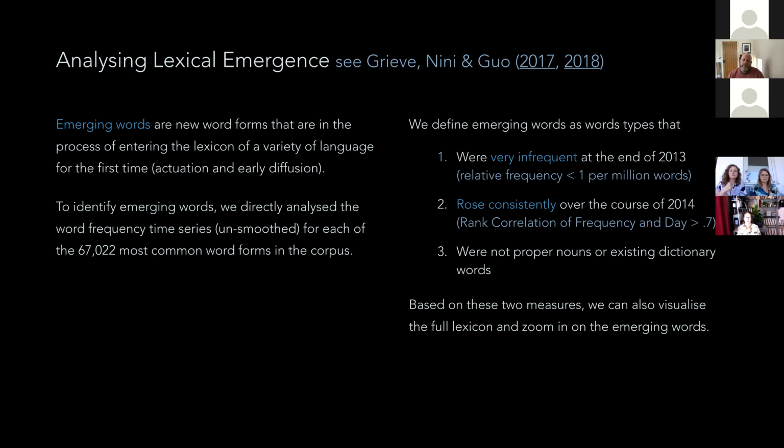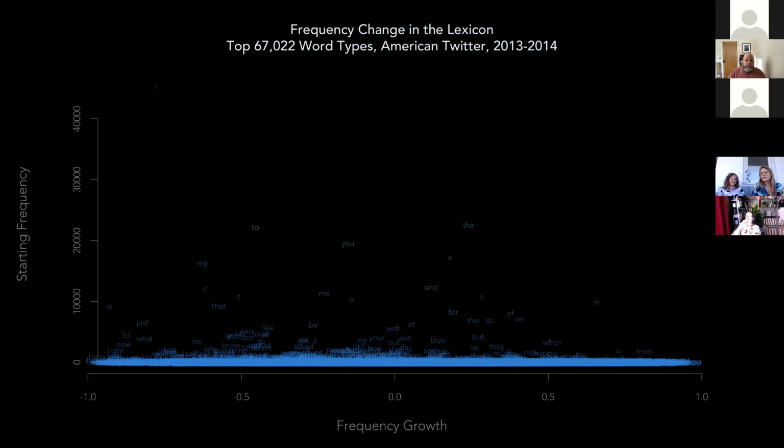Again, these are really simple methods, right? There's nothing fancy here. These are just basic measurements that you could do in Excel. Making the measurements is hard, or at least takes some computing power. But once you get them, these things can be done very easily. We also then excluded anything that was a proper noun or that was already in the dictionary. And for words that had lots of different forms, we just took one. We didn't lemmatize, but we took one word type per lemma, the most frequent one. And then what we can do here, based on these two measures, is really visualize the full lexicon and show you where these emerging words sit. So here's the full lexicon. These are 67,000 words here.